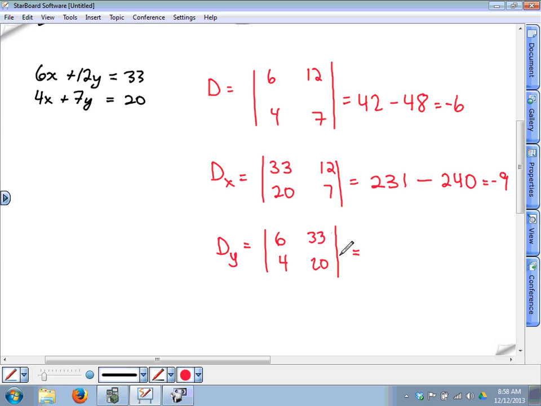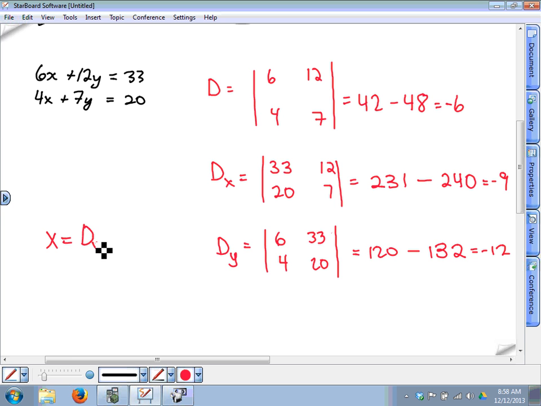Okay, D subscript Y, we have 6 times 20. What's that one? 120 minus 4 times 33, that's 132. That turns out to be negative 12.